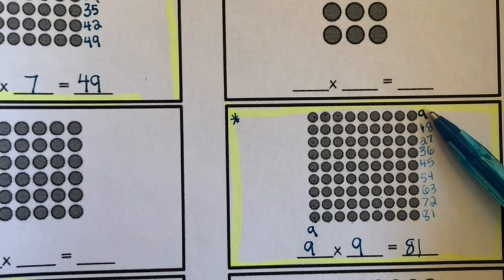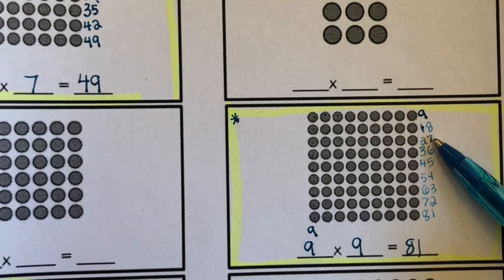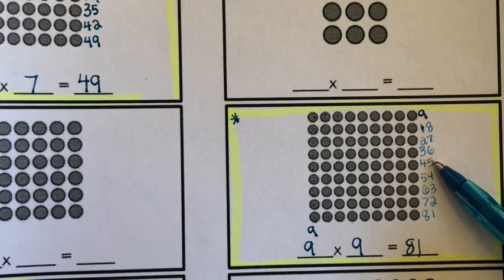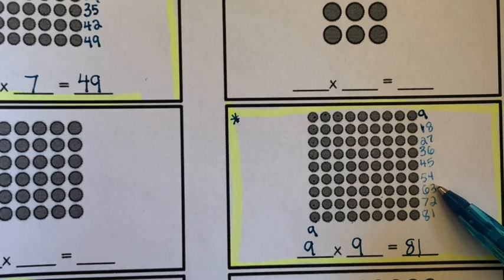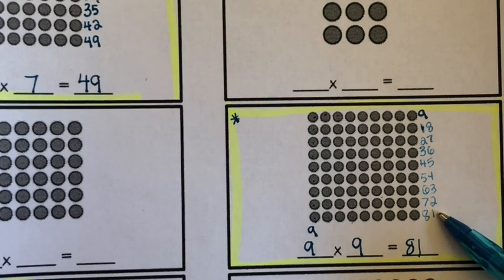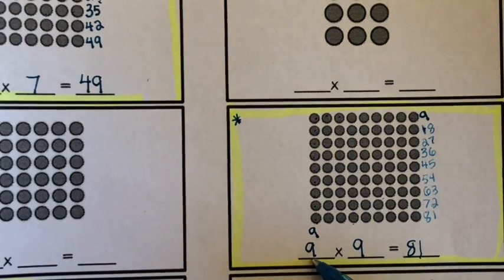So one group of 9 is 9, 2 groups of 9 is 18, 3 groups is 27, 4 groups is 36, 5 groups is 45, 6 groups is 54, 7 groups is 63, 8 groups is 72, and 9 groups of 9 is 81. So 9 groups of 9 is 81.